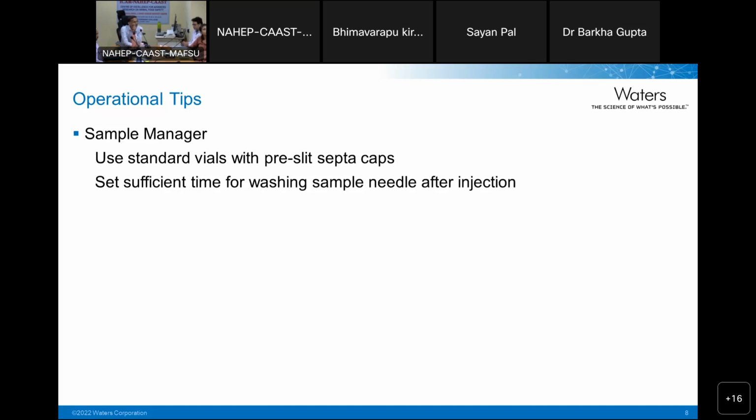Set sufficient time for washing the sample needle after injection. After injection, we need to wash the sample needle, and sufficient time or a sufficient volume has to be pumped to clean up that needle, or that contamination or carryover will be reflected in the next injection.